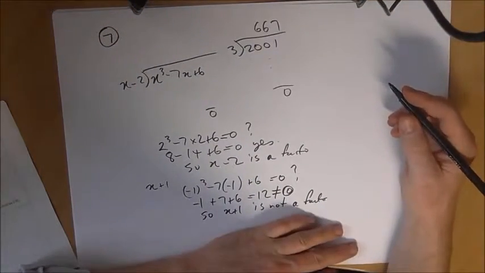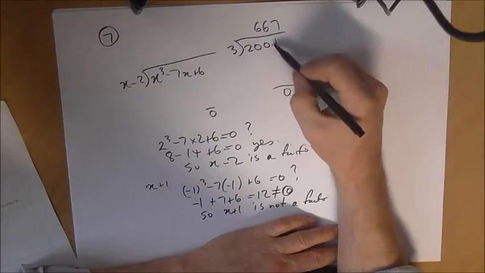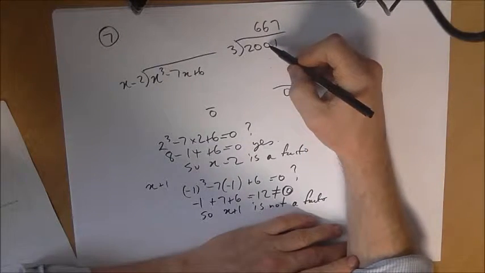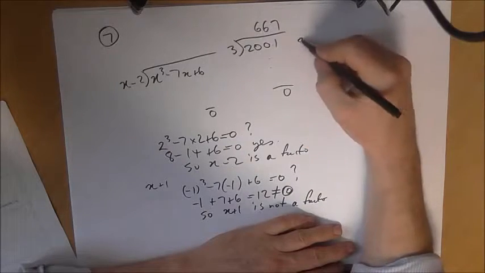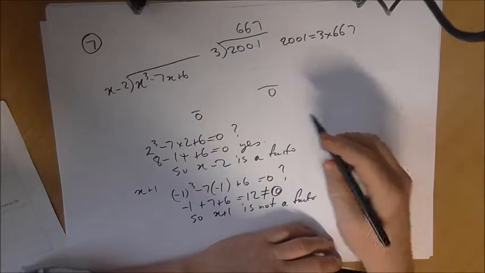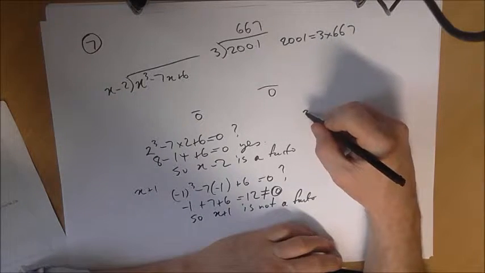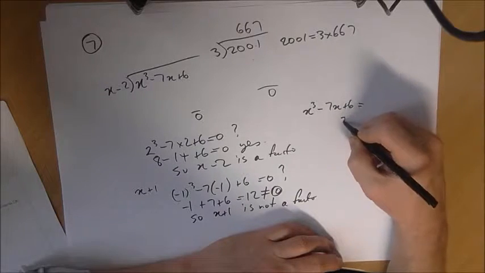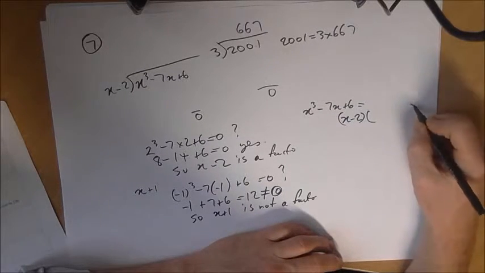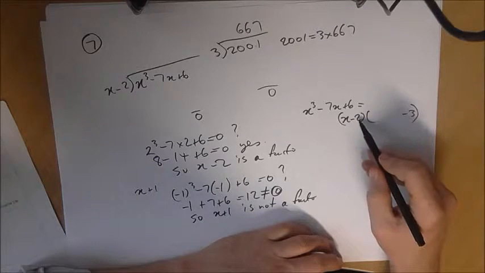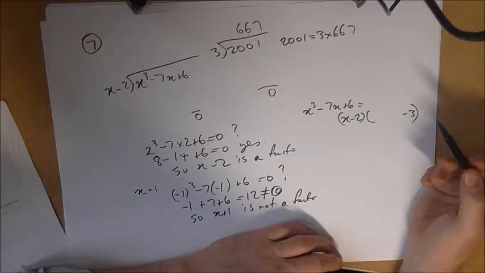In part B, we now have to factorize the expression. When you succeed in doing a division, you get to write the dividend as a product of the divisor and the quotient. So 2001 equals 3 times 667. So for us, we get to write x cubed minus 7x plus 6 equals x minus 2 times something. Now you can tell that the thing on the end will be negative 3, because only that could work with the negative 2 to produce a 6.